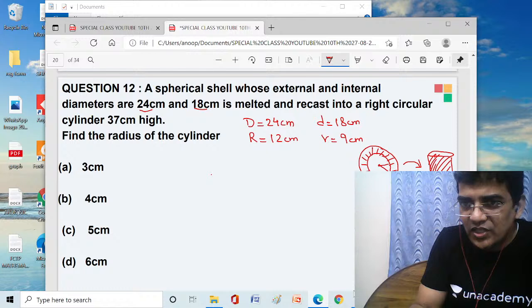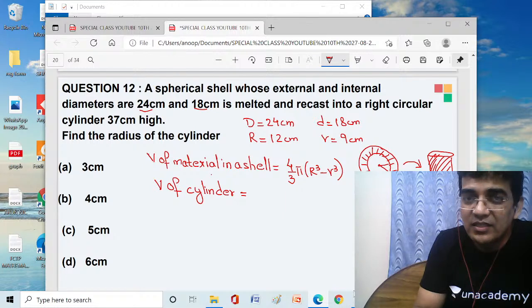Next, we have a cylinder. Now it's a solid cylinder, so you can say volume of cylinder. For a solid, you can straight away say the volume of whatever is the shape. But for a hollow, you will have to always say volume of material. Now the volume of cylinder is pi r square h. Now remember, in volume conversion from one shape to the other shape, volume will remain the same.